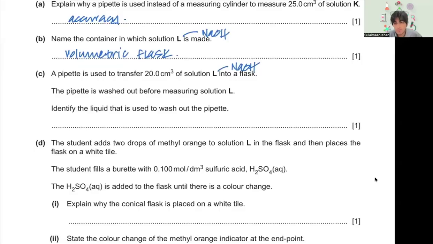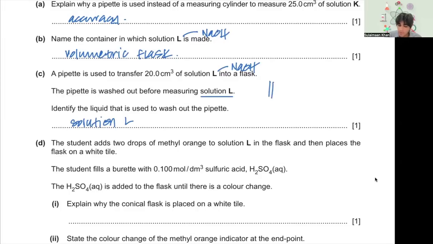Here, the pipette is washed out before measuring solution L. Identify the liquid that is used to wash out the pipette. What is the liquid that is used to wash out the pipette? It's the same. It's sodium hydroxide, solution L. You could say that it's distilled water followed by solution L as well.